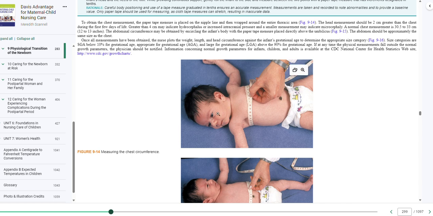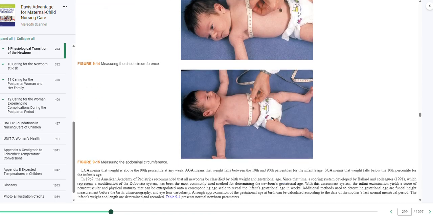Alright, measuring the baby. We practiced this in our skills day, but when you measure the baby, you measure around the head, around the nipple line, and right above the umbilicus, okay?